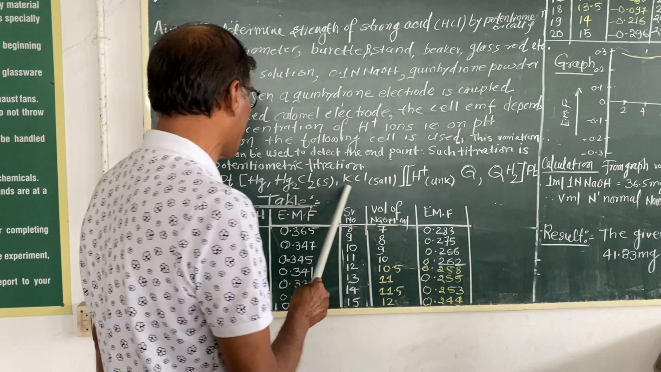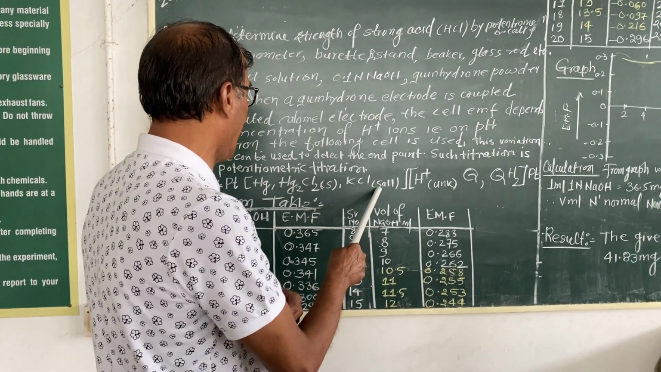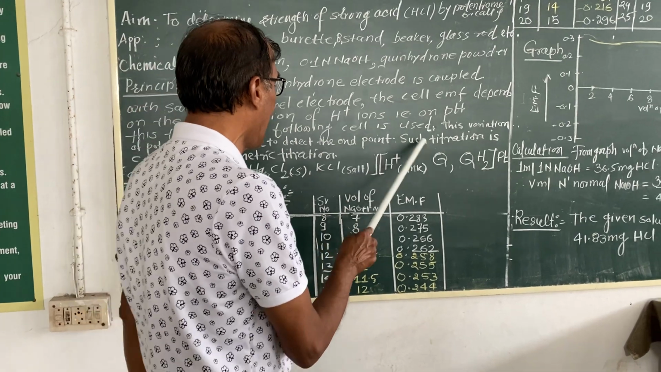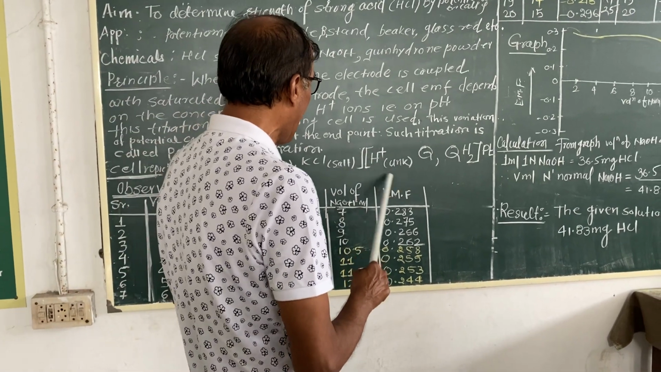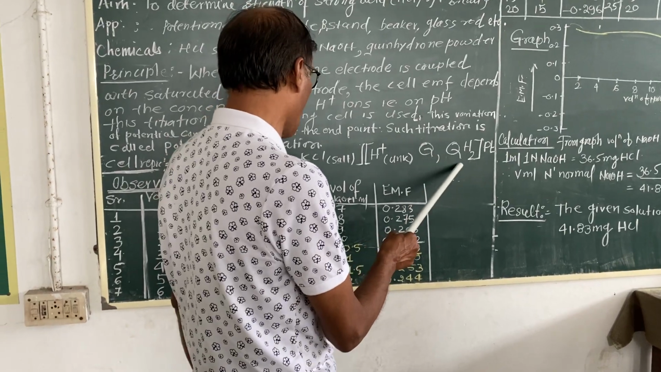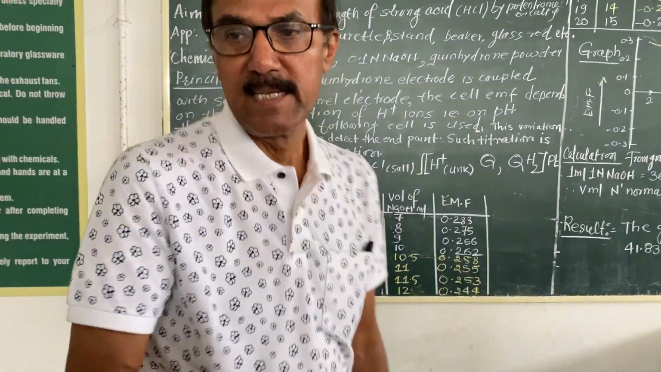So here this cell reaction is written as platinum coupled with mercury and then calomel, which is a saturated solution, the calomel placed in the saturated KCl solution, along with the unknown HCl solution that is prepared with H plus and quinhydrone electrode. Now we'll explain how to standardize the potentiometer.